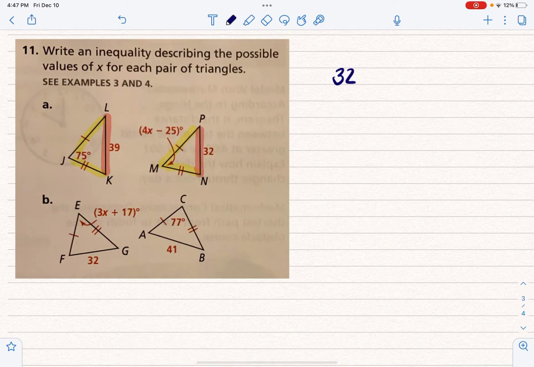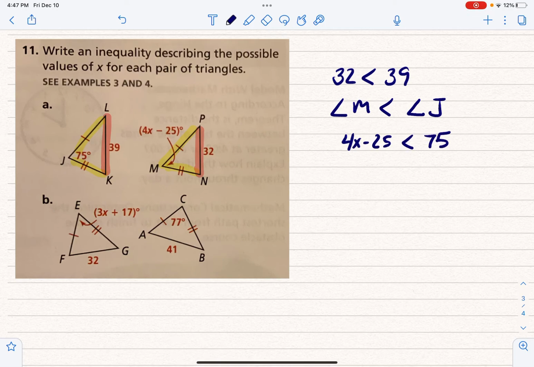We could say 32 is less than 39, which means that angle M would have to be smaller than angle J, which means that 4x minus 25 has to be less than 75. And at this point, we just add 25 to both sides. We say 4x is less than 100, divide both sides by 4, and x is less than 25. Okay, pretty simple. So this one right here is x is less than 25.